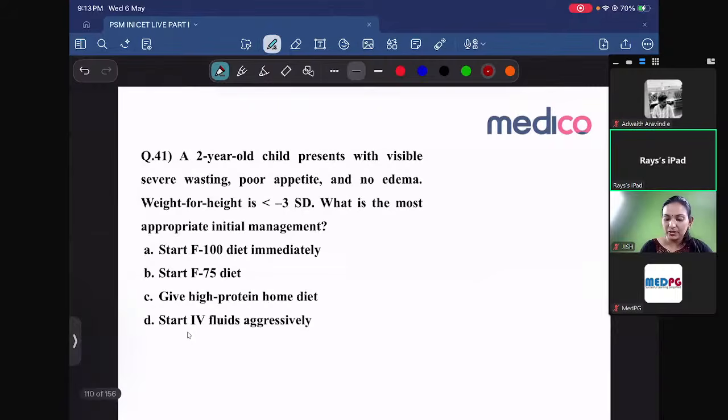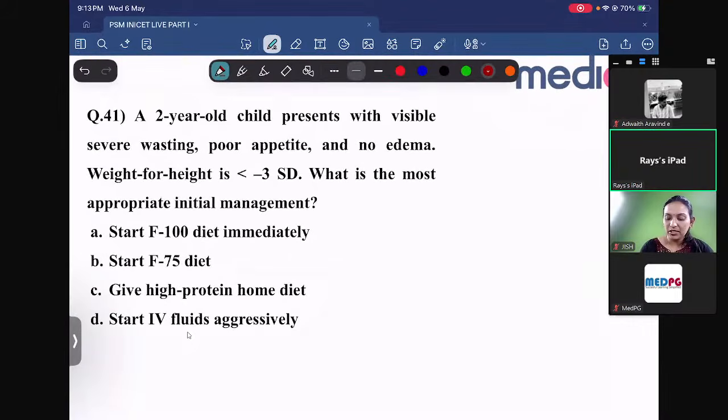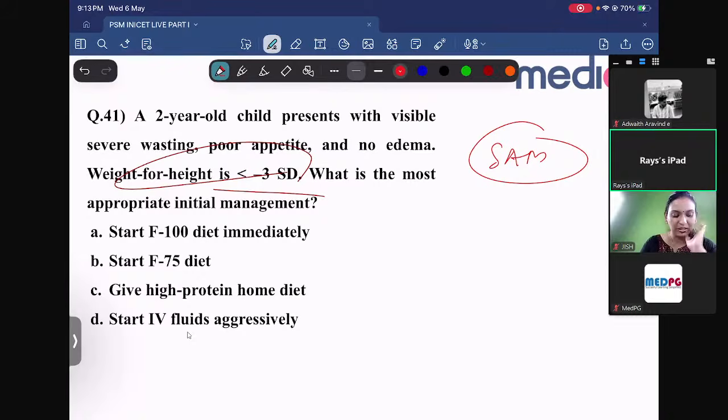Okay, next question. A 2-year-old child presents with visible severe wasting, poor appetite, no edema, weight for height less than -3. What is the most appropriate? What is the diagnosis first? Tell me the diagnosis, then we'll go to management. See, diagnosis is SAM, severe acute malnutrition. So what are the 3 conditions to say that a child is having SAM? You don't need all 3. Even if one is present, you say the child is having severe acute malnutrition.